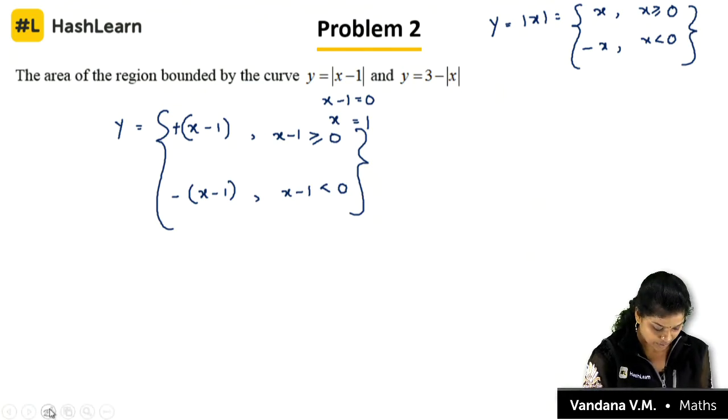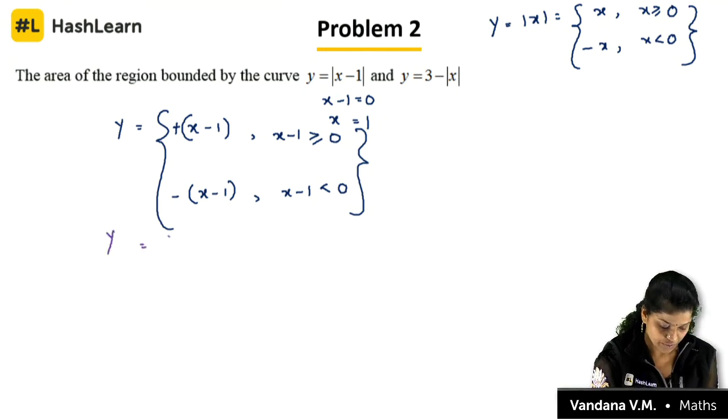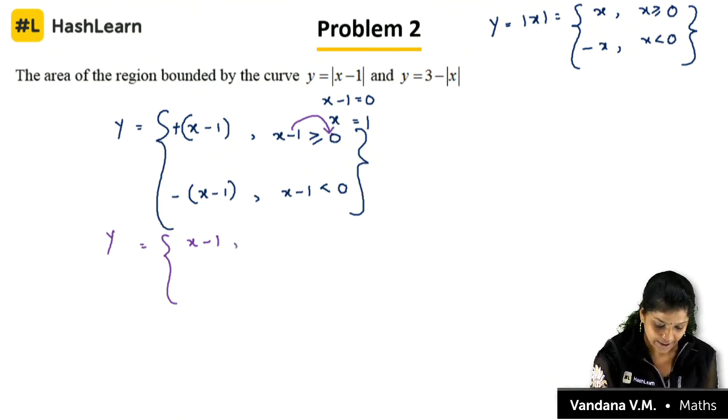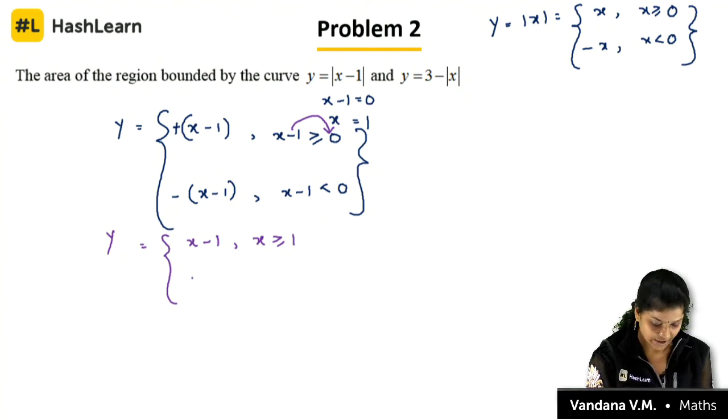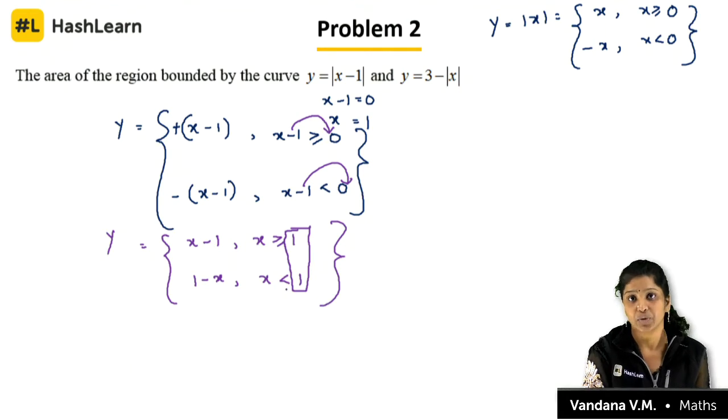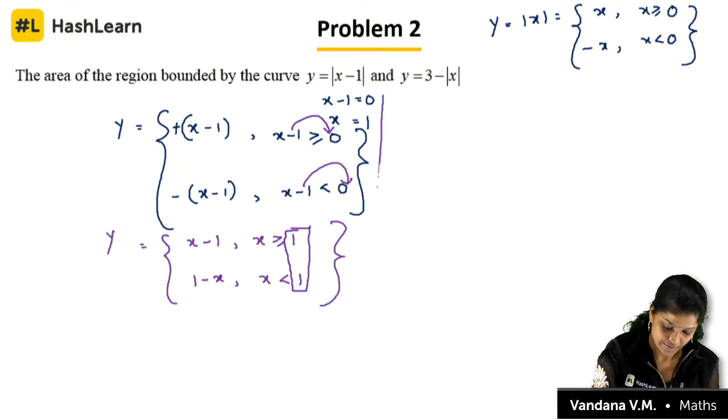Now, what will happen? Look here. This gives you x minus 1 when x is greater than or equal to 1. If you multiply by minus, you get 1 minus x when x is less than 1. So, at what point is it changing? At x is equal to 1, the graph is changing. Okay, this is the first one.